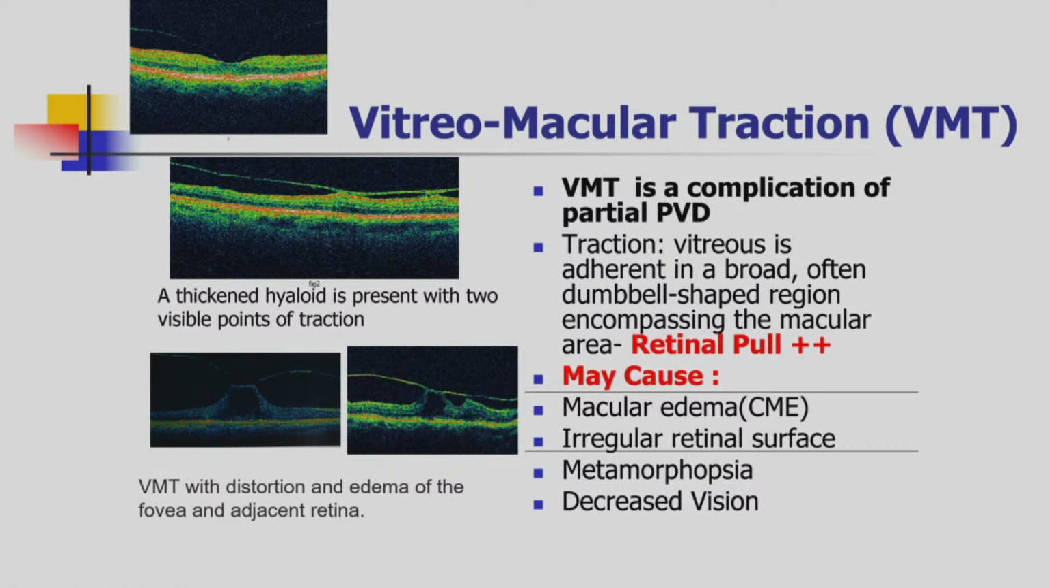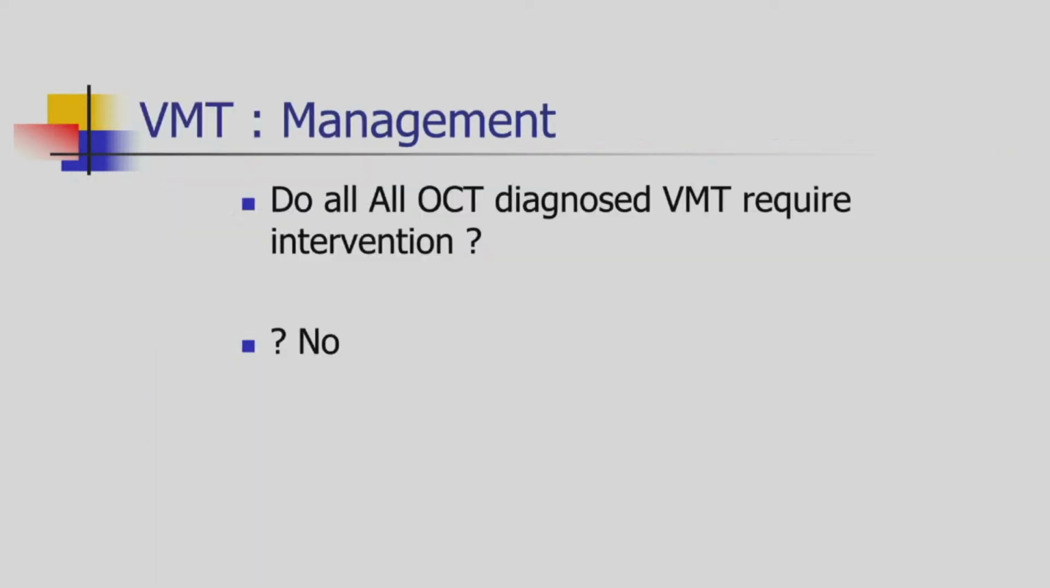And imagine that if the retina is getting pulled up, so all the layers are getting pulled up, then you may have metamorphopsia. Metamorphopsia means teda meda dikhega mareez ko. That is very important. And then long standing may lead to decreased vision and cystoid macular edema. So difference between VMA and VMT is primarily pull. And since it is pull, photoreceptors are getting pulled up and you may have metamorphopsia.